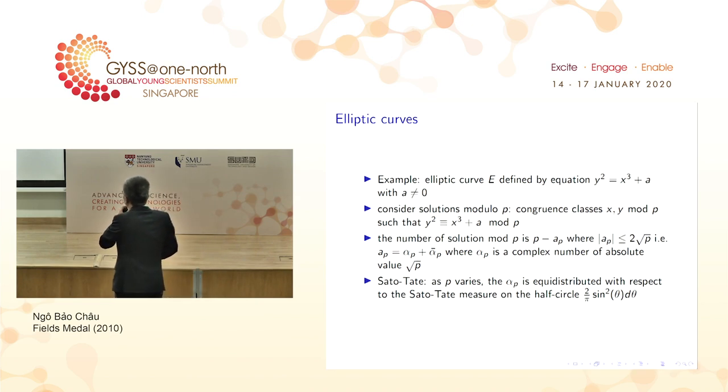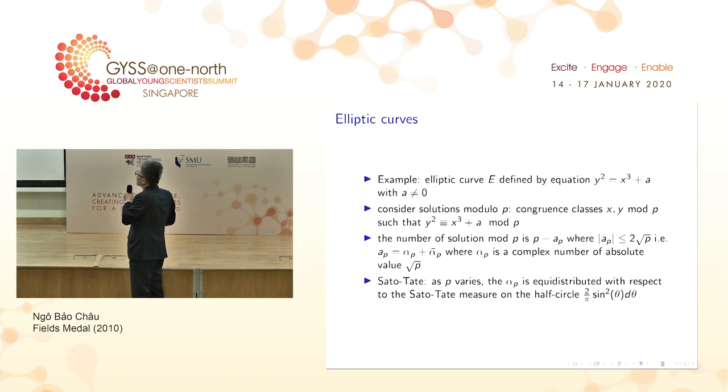Because the simplest equation method in algebraic geometry is the cubic equation. You find the elliptic curve y squared equals x cubed mod a. And you are trying to look at how many solutions, how many congruence classes x, y mod p, satisfy this.